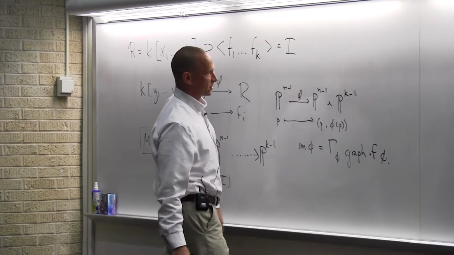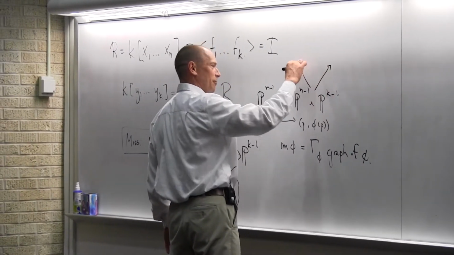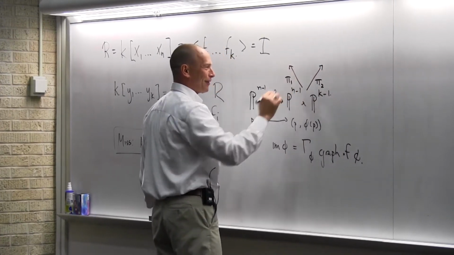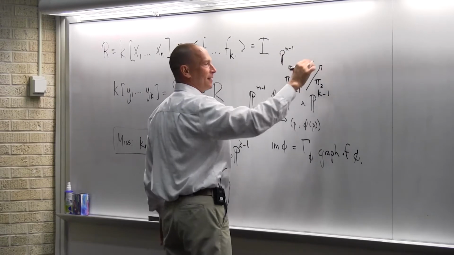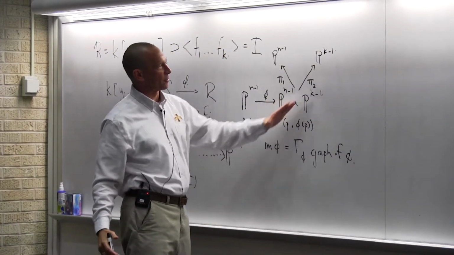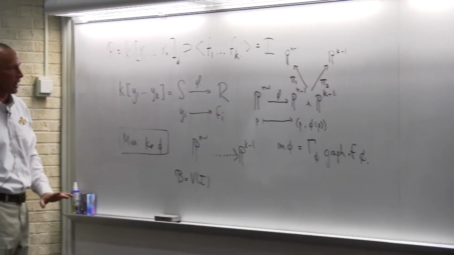And then I have 2 projections. This is terrible because I didn't leave myself space, so this will keep you guys awake, right? I'm writing my 2 projections going upstairs. So I have pi 1 and pi 2, so I can project onto P^(n-1) and P^(k-1). And what I want to do, of course, is find the graph, and then project down onto P^(k-1). That gives me my solutions, right? So that's the general setup, all right?